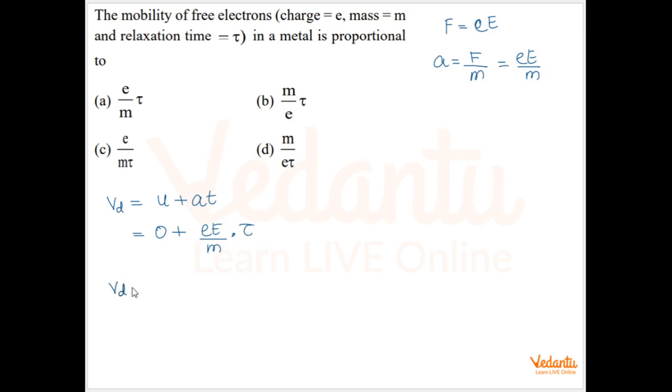So drift velocity beta will just be eE tau by m. Now mobility, my dear bachcha log, is given by the formula mu is equal to drift velocity by electric field, the ratio of drift velocity divided by electric field, which beta when you calculate will just become e tau by m. So option A will be the correct answer.